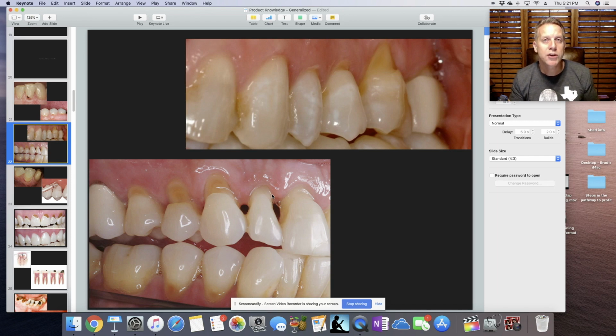So there's a couple different ways you can get a class 5 lesion. You can get it from a cavity, from carious bacteria causing a cavity on that tooth.